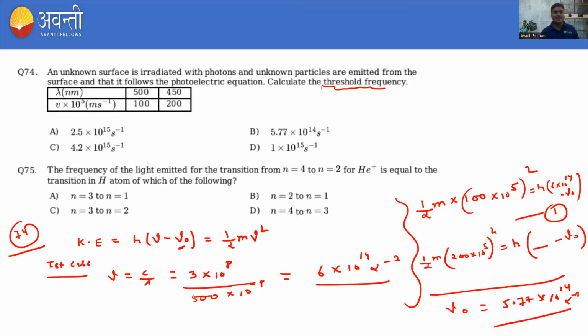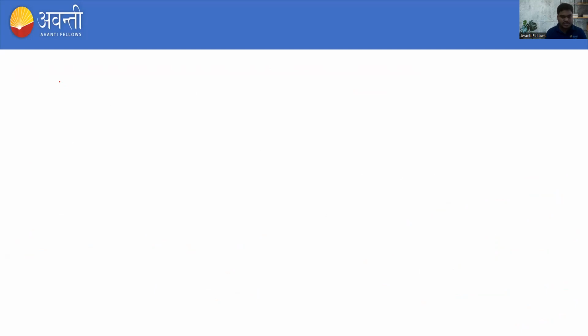Okay, let's move to the next question, question number 75. In this question they're asking the frequency of the light emitted from the transition n=4 to n=2 for helium is equal to that of the transition in the atom of which of the following. So basically they're asking about frequency. Let me solve this question. The frequency of helium is equal to the frequency of hydrogen.